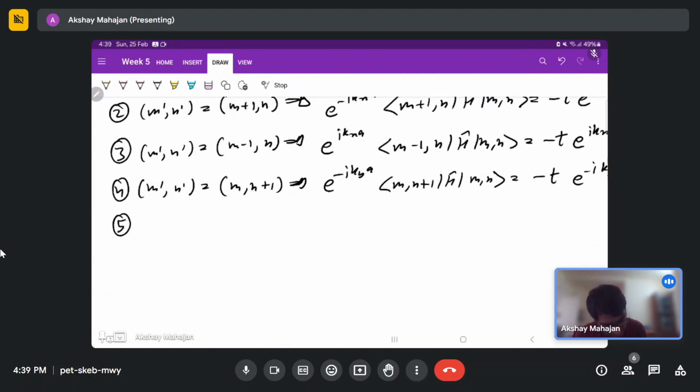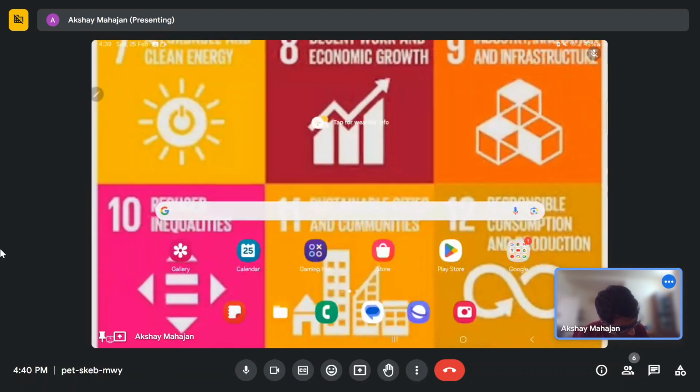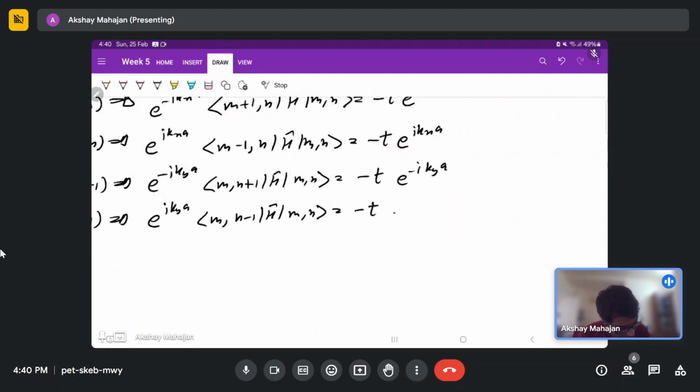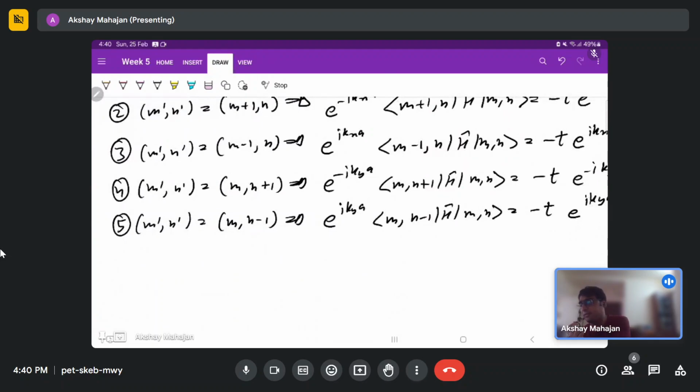And then we will have m prime n prime equals m comma n minus 1. We have e to the power iota ky of a, m comma n minus 1, h cap, m comma n. So that will be equal to minus t times e to the power iota ky of a. Alright, so these will be our 5 non-zero terms.